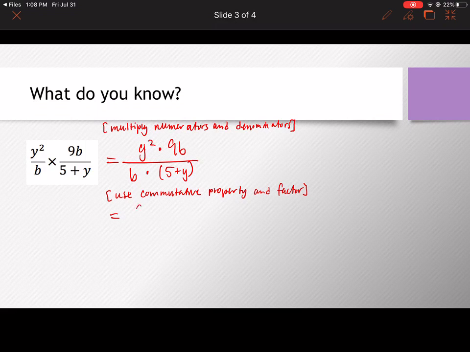So what I have is a 9 times b times y squared. Okay, so I've factored that. And that's over b times 5 plus y. Now 5 plus y can't be factored into 5 and y because it's just addition. Now what we're going to do is separate the factors that divide to 1.